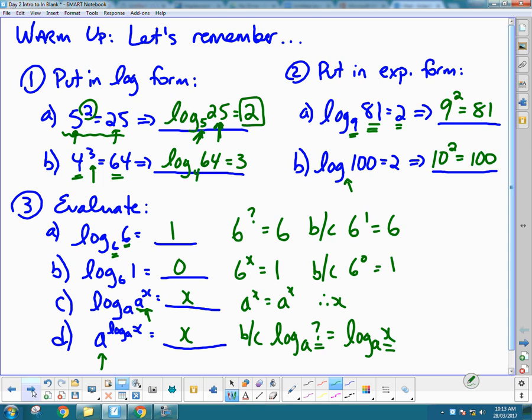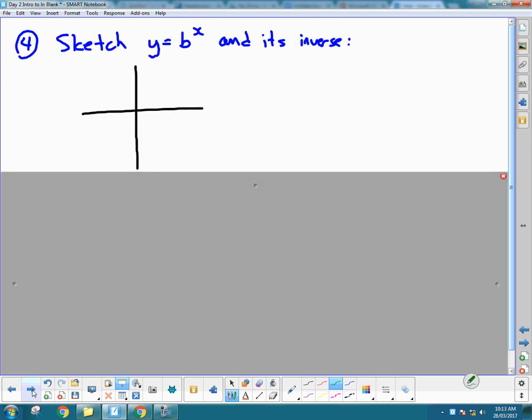One other thing I wanted to remind us of is the sketches of this. So let's remember this. This isn't a logarithm. This is an exponential function. So it's y equals something to the power of x. We usually just graph 2 to the power of x, but you could do 3 to the power of x, 4 to the power of x, whatever. They all kind of look like this. They all go through 1.